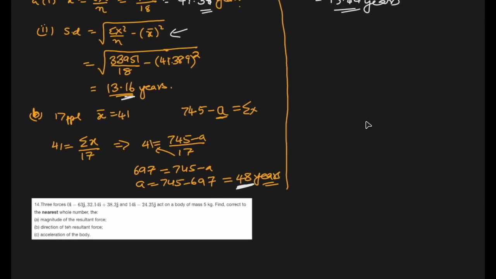All right, the next question. Three forces, this is one, this is second, and this is third, act on a body of mass 5 kg. Find, correct to the nearest whole number, the magnitude of the resultant force.